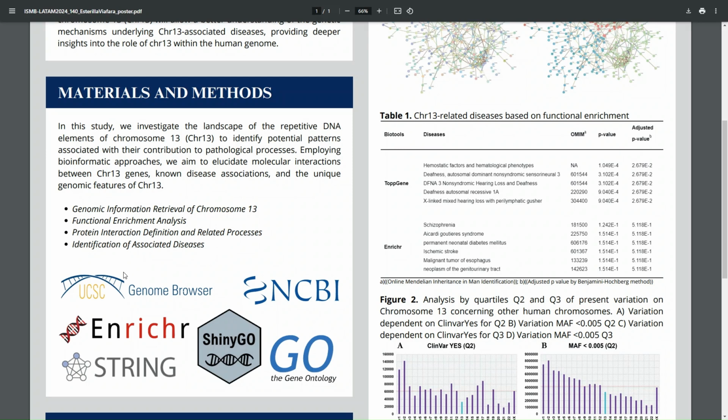And here we can see some of the platforms we used for this research, like Genome Browser, Enrich, String, NCBI, ShinyGo, and other ones.